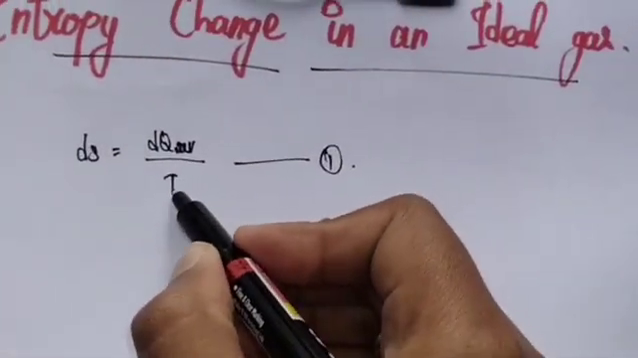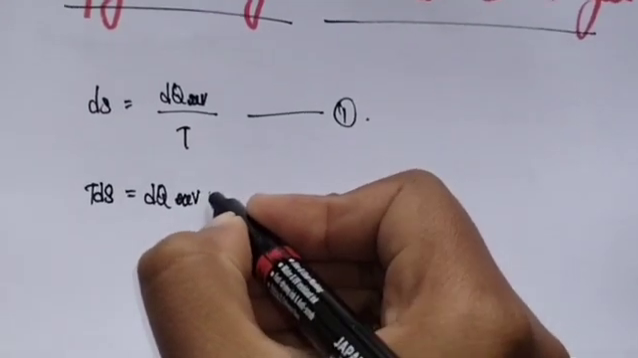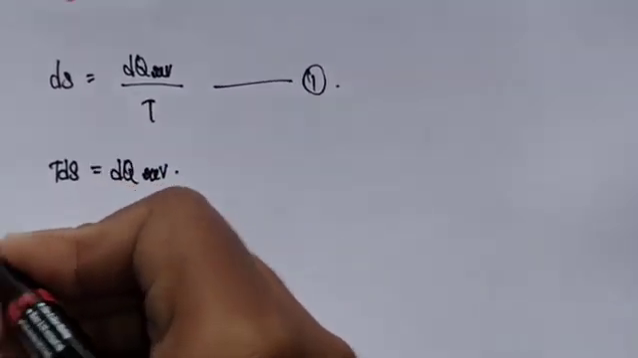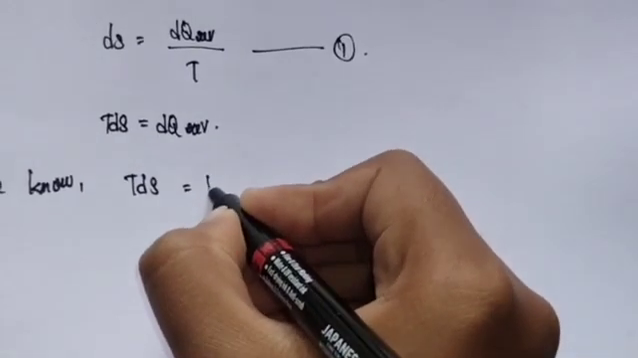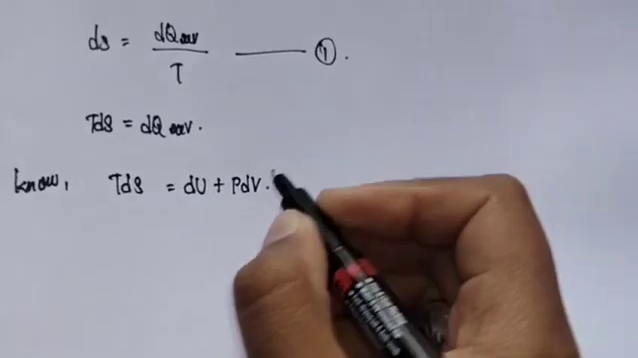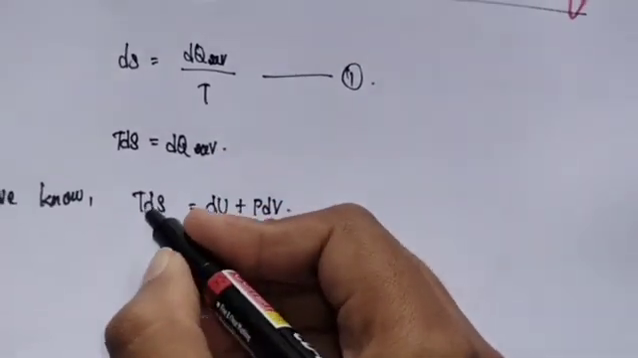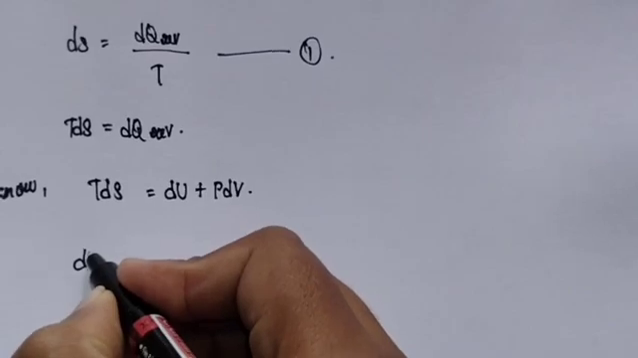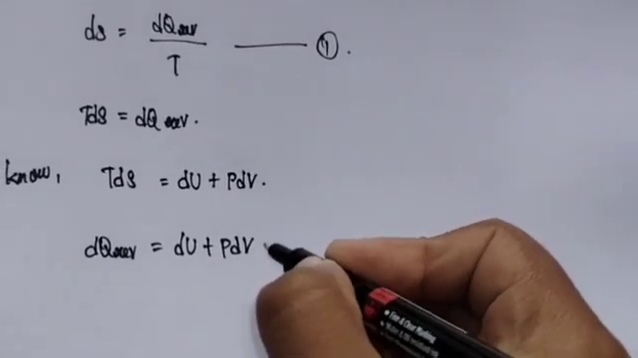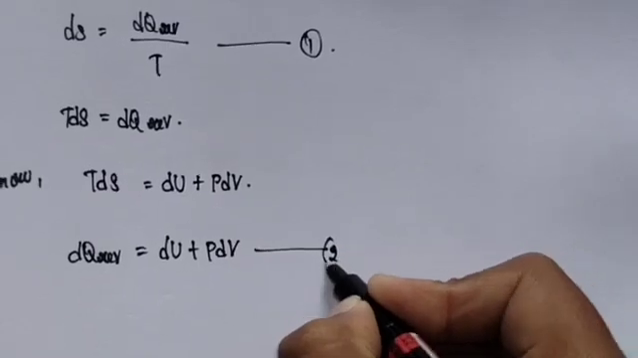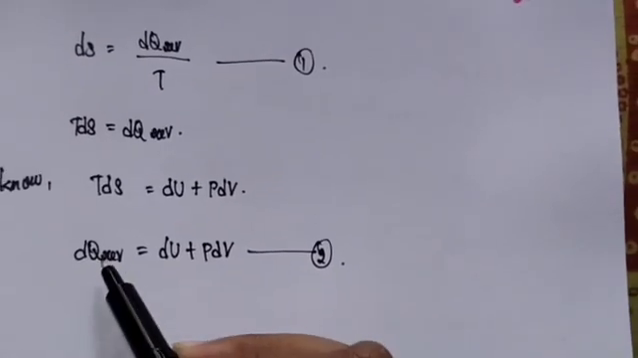While moving T to the left hand side, we get TdS is equal to dQ reversible. So we know TdS is equal to dU plus PdV. Substituting the value of TdS in the above equation, we get dQ is equal to dU plus PdV. Take this as equation number 2. In this equation, U is the internal energy of the system, P is pressure, V is volume, and Q is heat transferred.